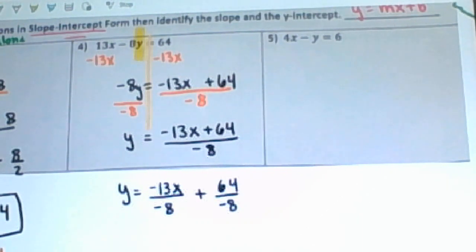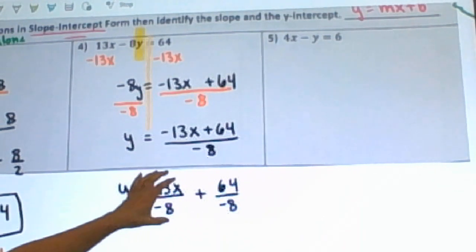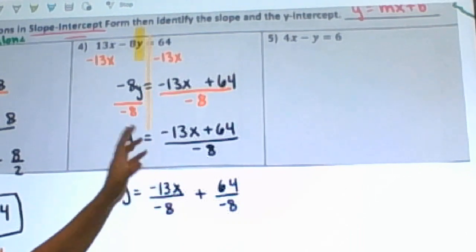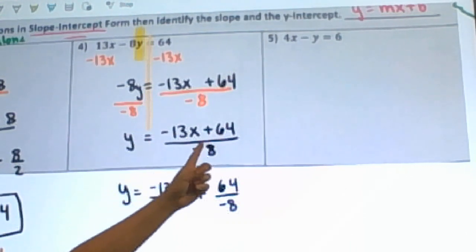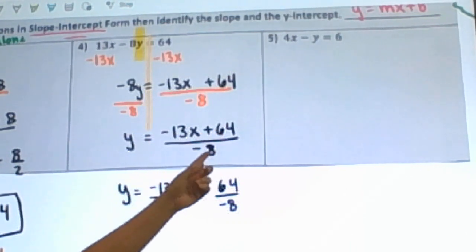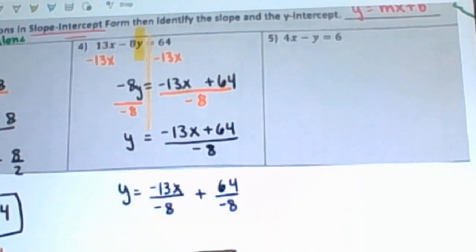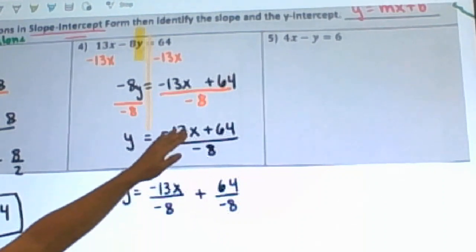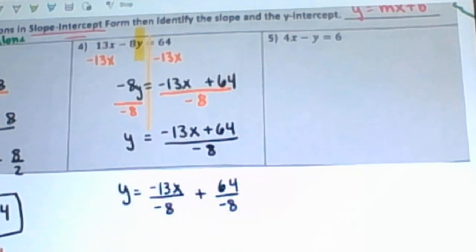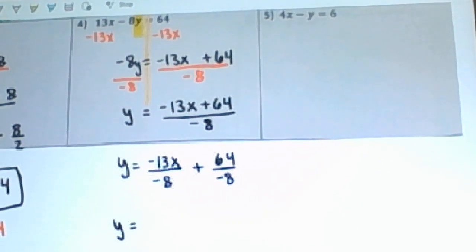So at some point, you might not have to write this step. Like this really to me feels like extra work. Because I know 64 divided by negative 8. I already know that answer. So I would just jump to this next step. I'm just showing you this work to help you. But if you don't need to write this out this long, you don't have to. So would it be y equals negative 13 x over negative 8? Would it be plus negative 8 or would it be minus negative 8?